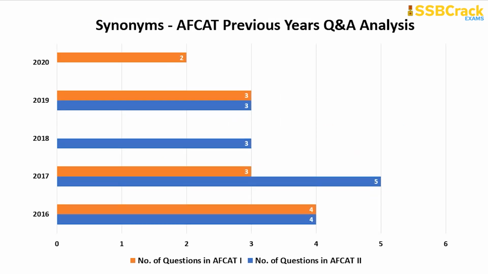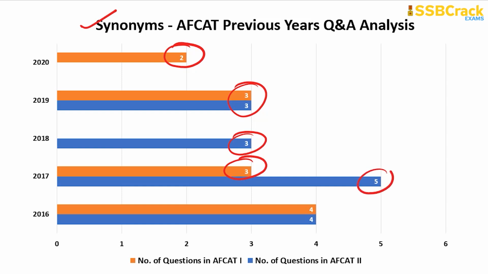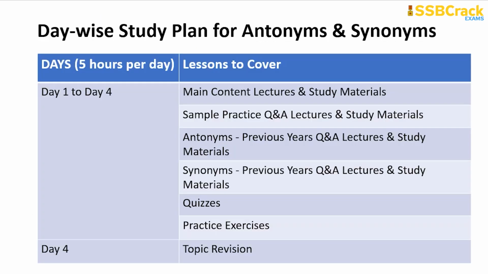Now coming on to synonyms. So 2 questions came only from synonyms in AFCAT 1 2020, while 3 questions came in AFCAT 1 and 2 2019, in AFCAT 2 2018, AFCAT 1 2017, while 5 questions came in AFCAT 2 2017 and 4 questions in both AFCAT 1 and 2 2016. So from synonyms you can expect 2 to 5 questions. Now then, what is the study plan? Let's see.